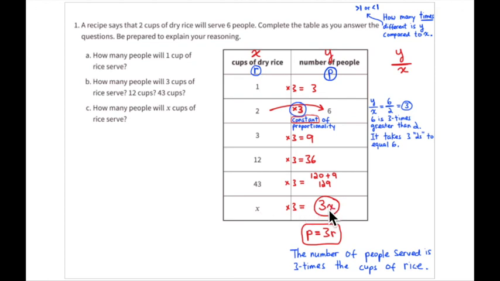So notice that the number of people served is greater than the number of cups of dry rice. So the number of units of people is greater than the number of units of dry rice. So it's 3 times greater. So the number of people served is 3 times the cups of rice.